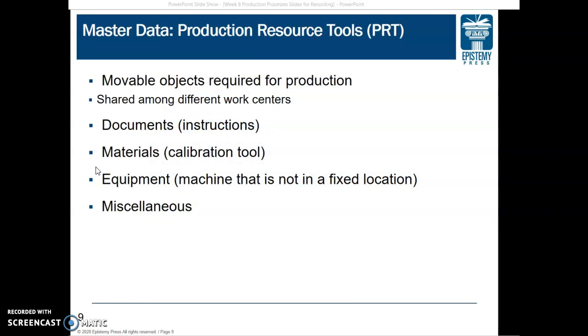So one of the other things I've mentioned that is needed are production resource tools. So these are tools that are required to make the product. So we were talking about how the bill of material is the list of ingredients needed to make something. The routings are the instructions. So these are the tools, the equipment needed to make this finished good. So it could also be instructions, calibration tools, anything that's not fixed in a fixed location.